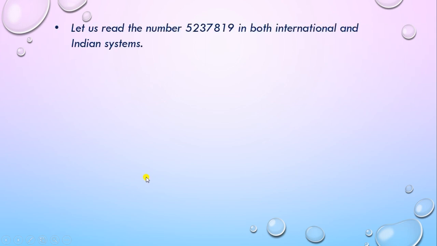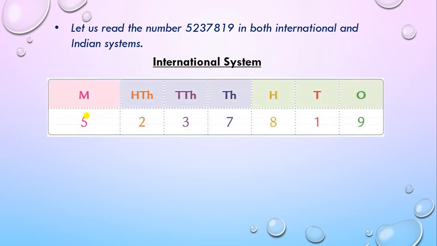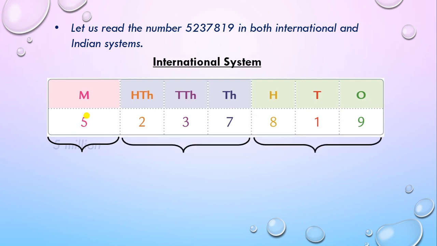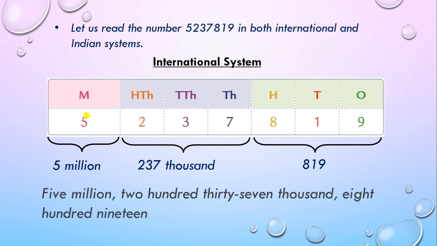Let us read the number in both systems. So let's read in the international system. For this we will use the place value chart. Here you can see 5 comes in the millions period. The digits 2, 3 and 7 come in the thousands period. And 8, 1, 9 come in the ones period. Let's see how to read this number. 5,237,819.